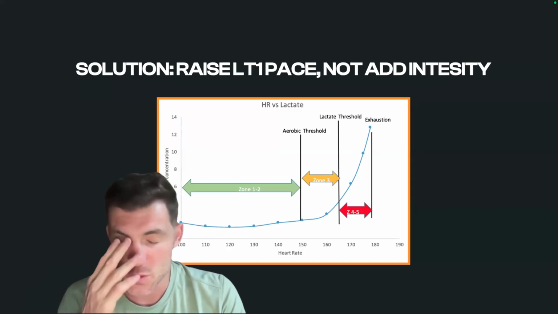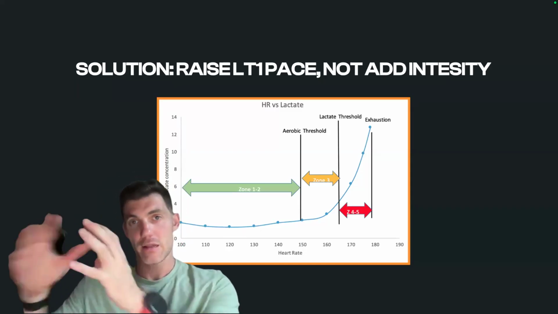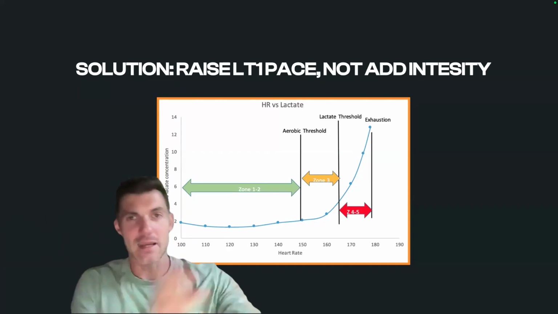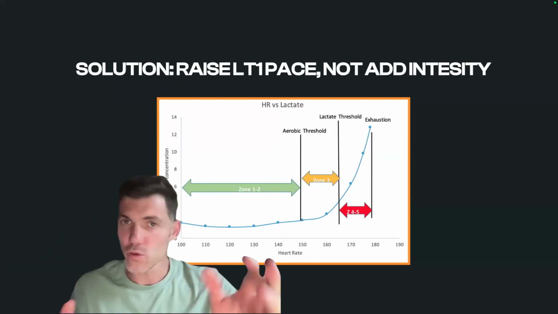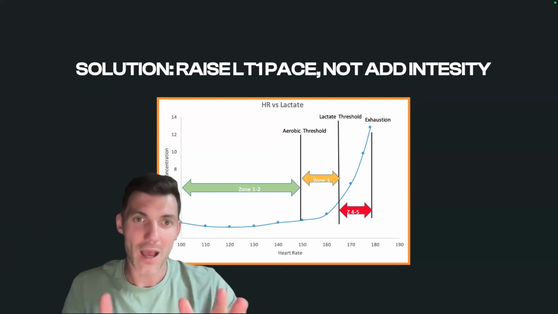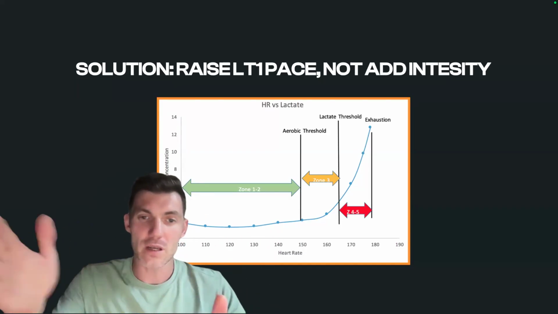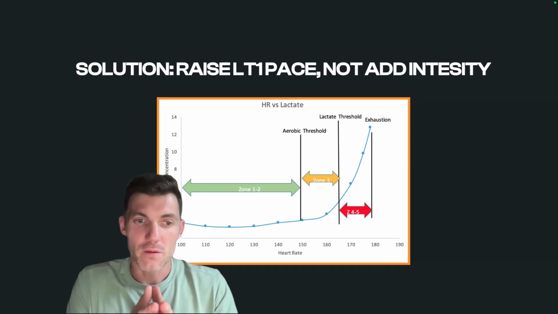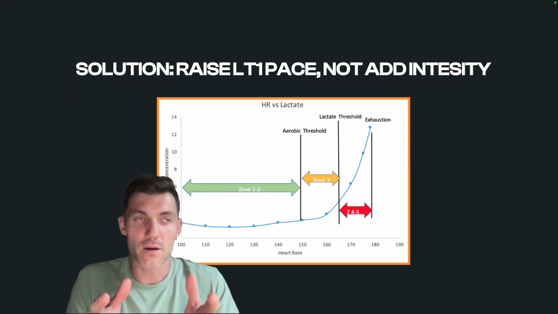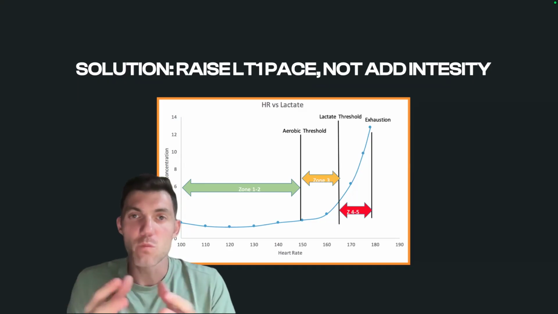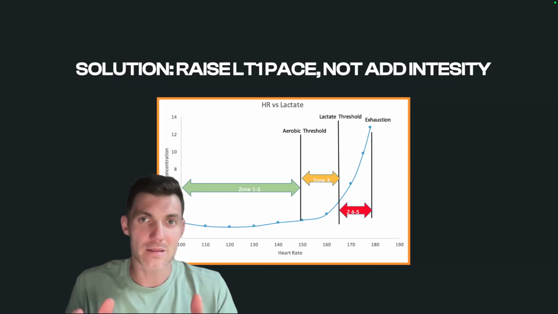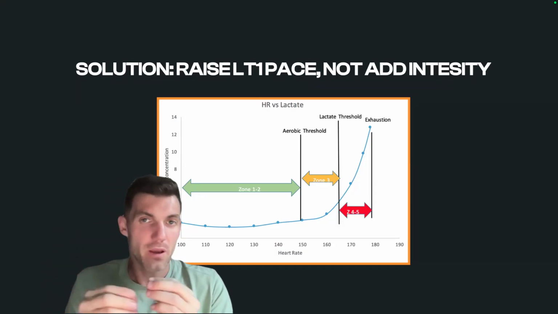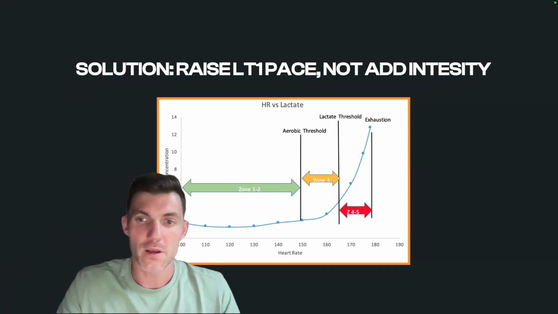A lot of coaches, this is what they do. They just say, oh yeah, this athlete is slow, let's add intensity, let's add zone 3. No, we don't need to add zone 3 to this athlete. We need to increase LT1. And zone 3 and zone 4, what they'll do is make this small vacuum cleaner even smaller. So you should never add intensity if you're slow. I know it sounds counterintuitive, but this is how the body works.